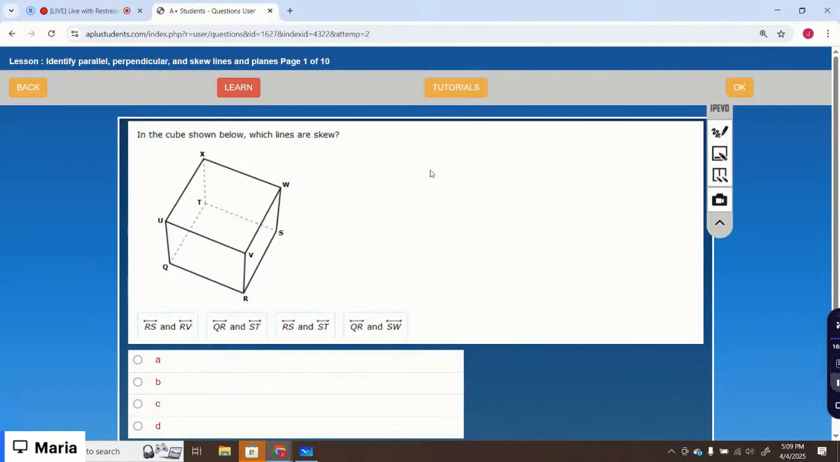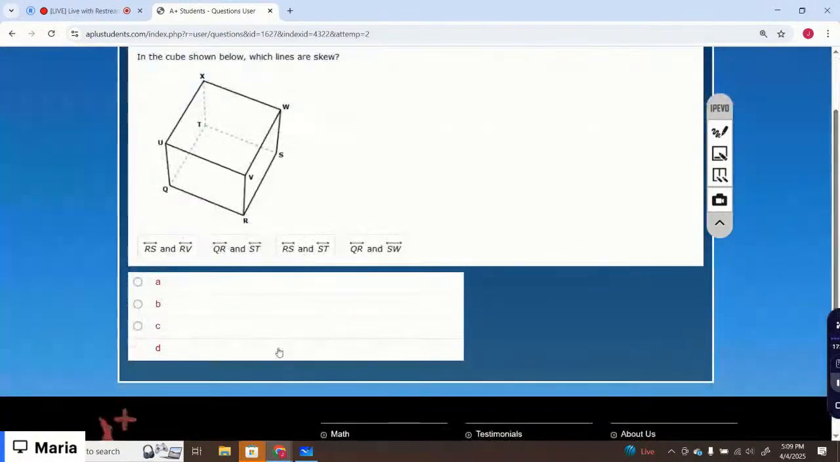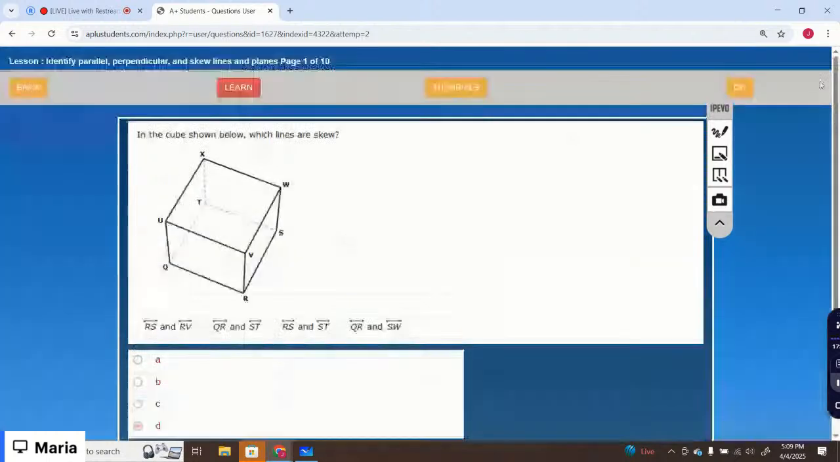So QR and SW. Yes, they are neither parallel nor intersecting. So QR and SW are the skew lines. Option number D is the correct option. They are the skew lines.